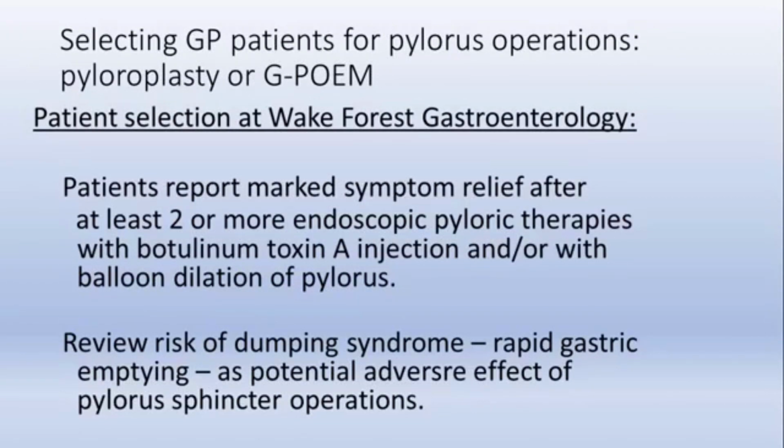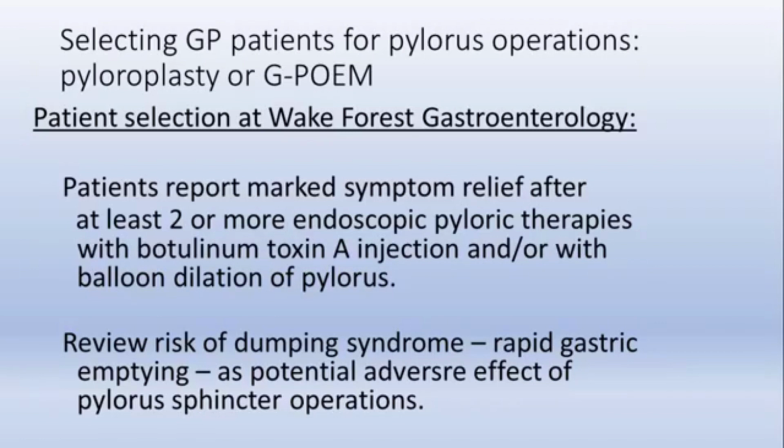What about going on for a pyloroplasty or a GPOM? At our institution, what I like to see is that the patient says, after 2 or more endoscopic therapies with Botox or balloon, and the patient and their family all agree, gee, that really helped. The patient was really good for 1 month, 3 months, 6 months, and then the symptoms tend to come back. And then we repeat it and we see if we have a good response again.